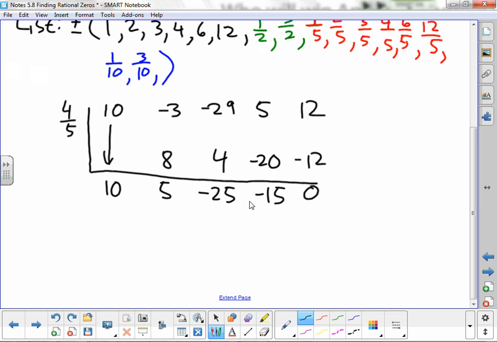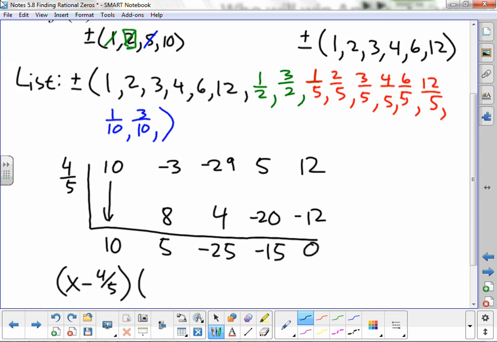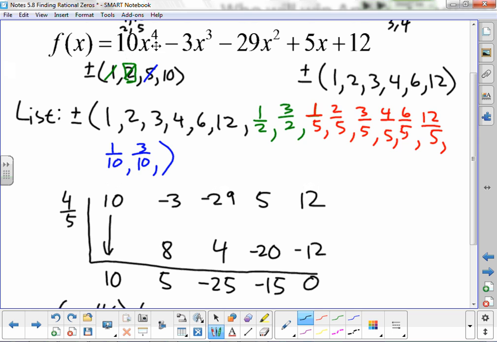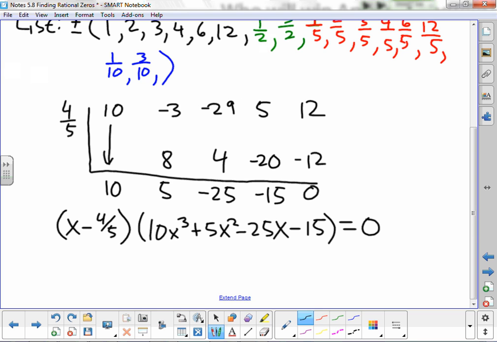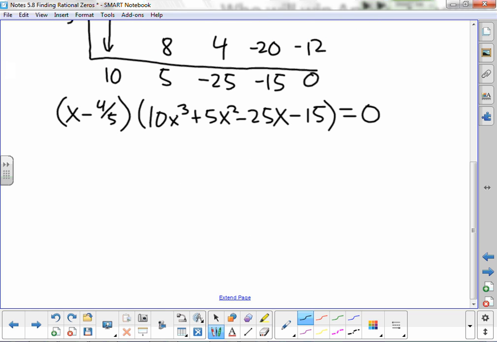So right here we have x minus 4/5 times, what degree did we start on? We started on x to the 4th power, so it's going to be x to the 3rd power. So 10x to the 3rd plus 5x squared minus 25x minus 15 equals 0. Now along the way, keep trying to factor if we can. Right here I can see that all of these have a 5 that I can actually pull out.